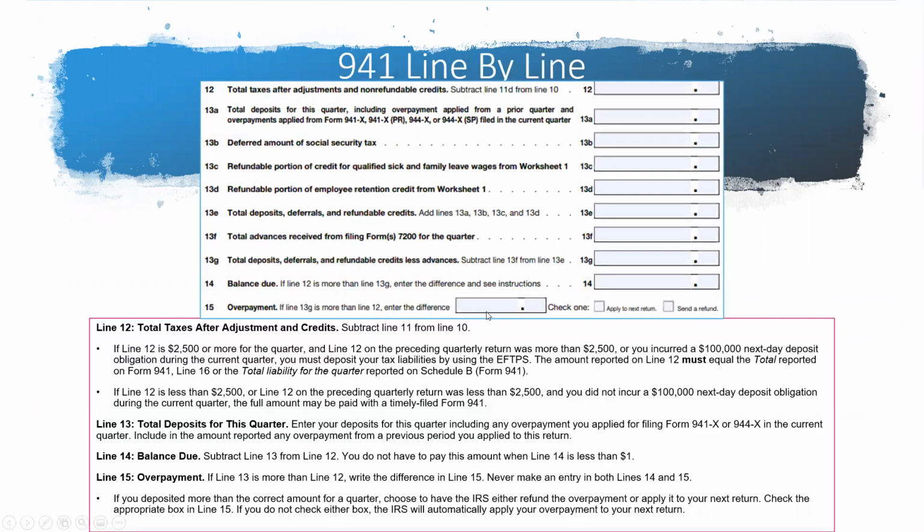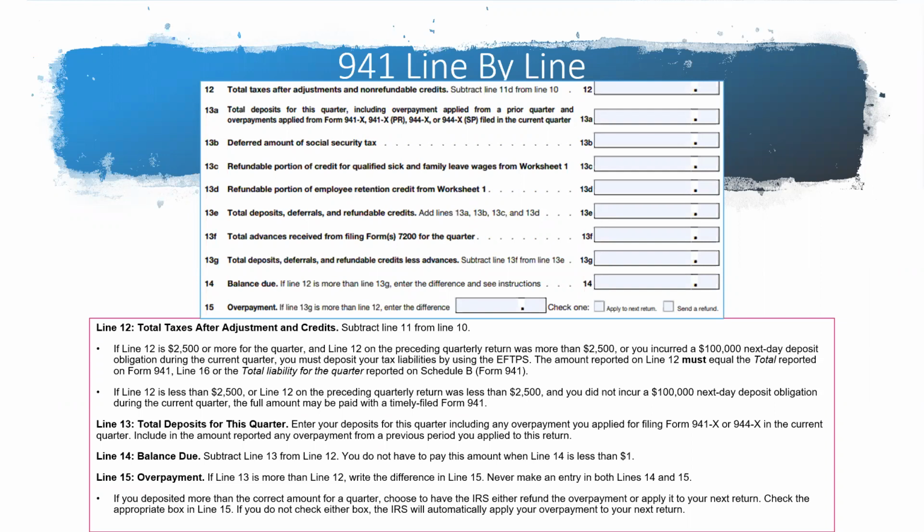Line 12, you're just going to do some math. You're going to subtract your non-refundable credits from line 11D from line 10. Line 13A is your total deposits for the quarter, including any overpayment applied from a prior quarter and any overpayments applied from any corrected forms that were filed.